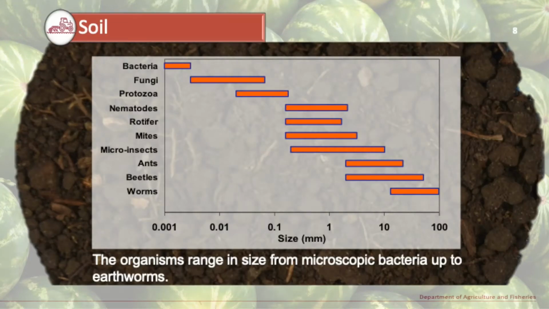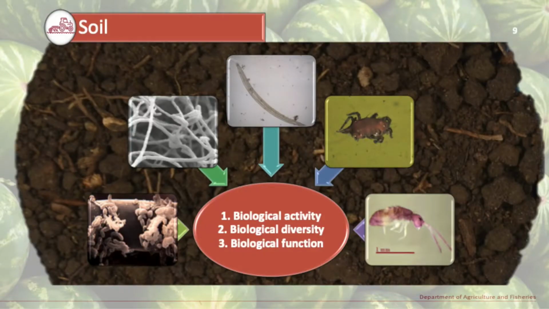As we know, these organisms vary in size. The ones we can't see are a few micrometers, like the bacteria, fungi and protozoa. Larger organisms like nematodes, rotifers, mites and microinsects are still tiny and we need a microscope to see them. But then there are larger organisms that we can see easily, like ants, beetles and worms. When we deal with soil biological organisms, there are three basic things we want to know: how active they are, secondly, who is there, so their diversity, and thirdly, their function.